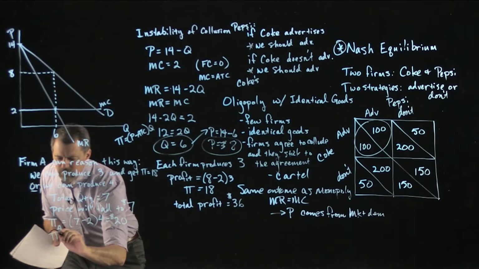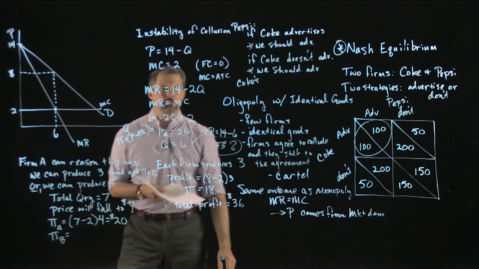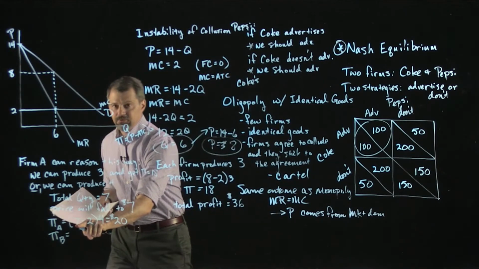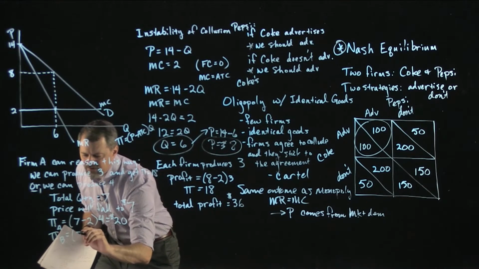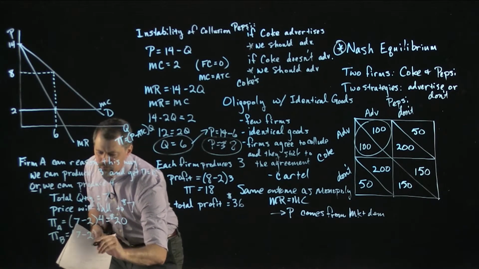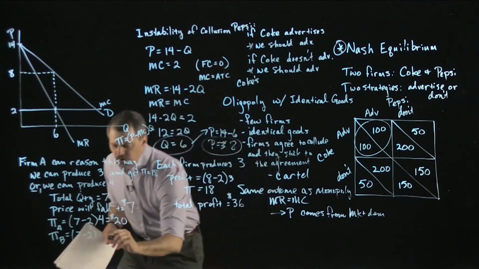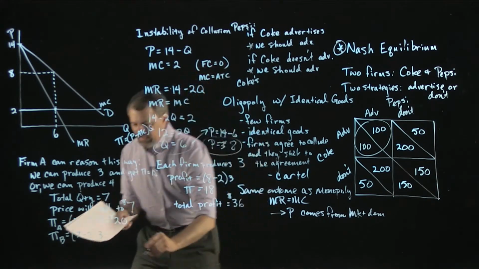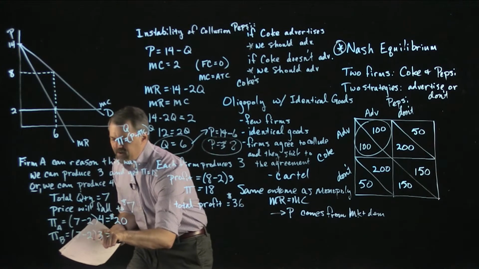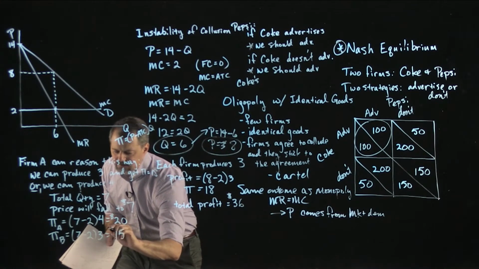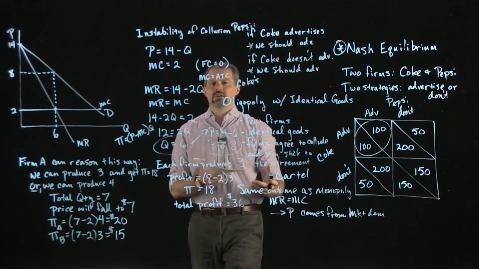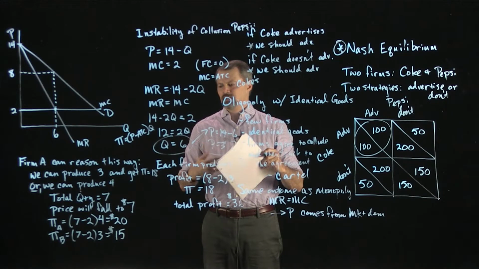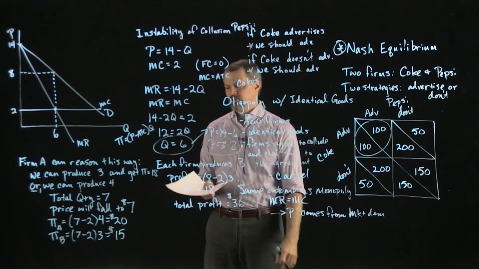Let's calculate profit for firm B. Firm B brought 3 units. Now the price is still driven down to 7, so for firm B it's going to be 7 minus their average total cost, which is 2, multiplied by the number of units that they brought, which is 3, and they're going to end up with profit of 5 times 3, which is $15. Essentially, by breaking the agreement, firm A is able to take some market share away from firm B, just like what we saw here.